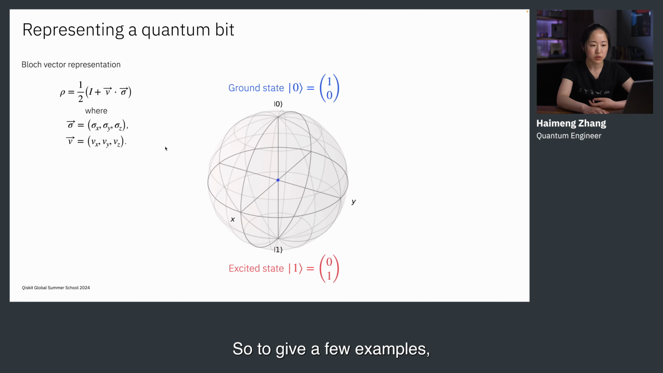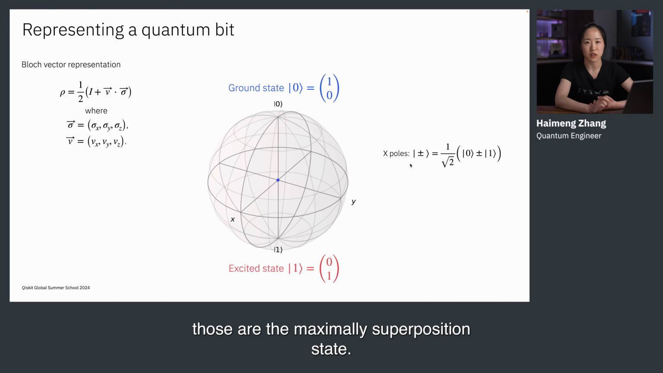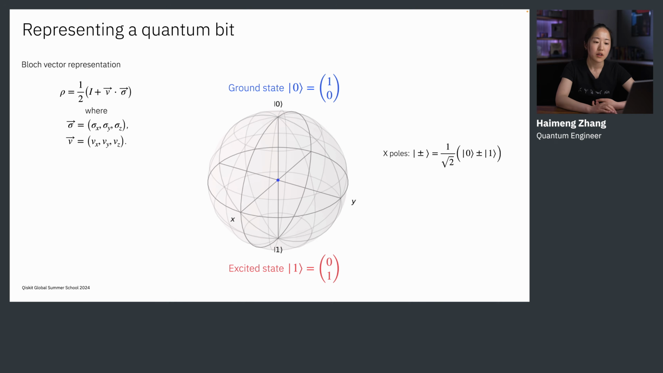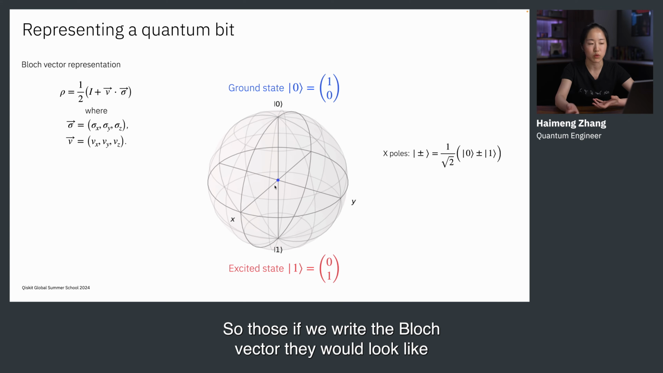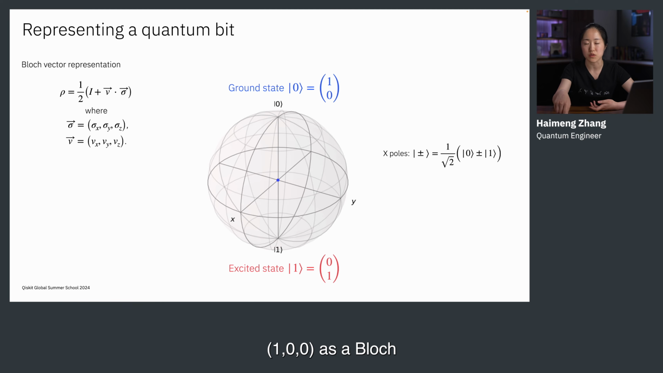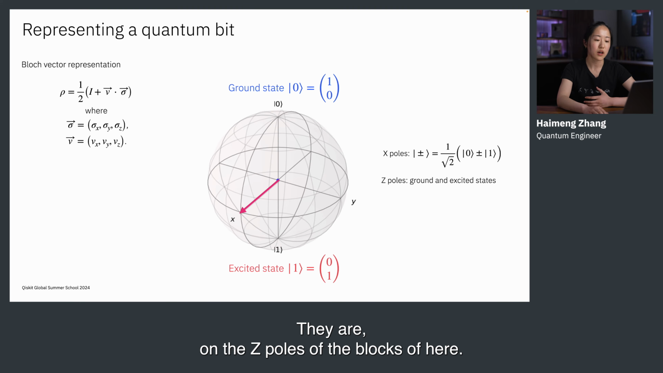To give a few examples, if we have a plus state or minus state, those are the maximally superposition states. Those states correspond to the x poles of the Bloch sphere. If we write the Bloch vector, they would look like 1, 0, 0 or minus 1, 0, 0. If we have ground state or excited states, I think that's pretty obvious. They are on the z poles of the Bloch sphere.